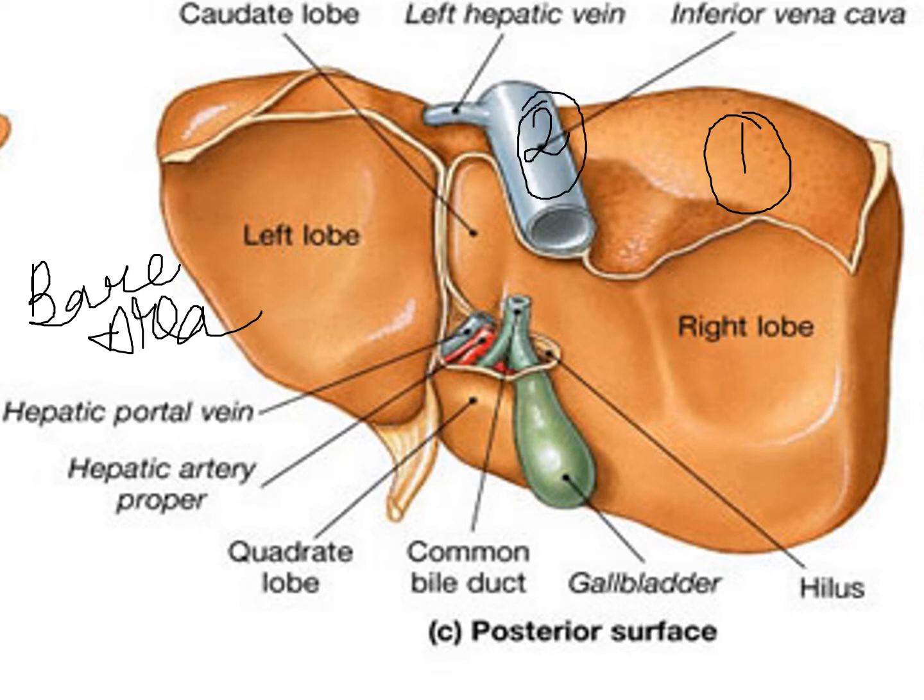If you remove the IVC, the area which you get will be a bare area. Even if you see peritoneum covering here, it will be covering like this, that is, above the IVC. So the groove for the IVC will not be covered by the peritoneum. So again, this is another bare area.